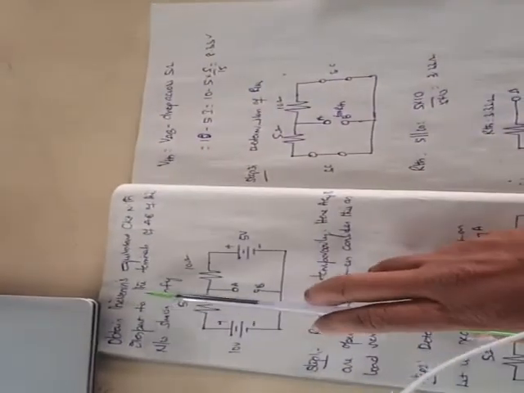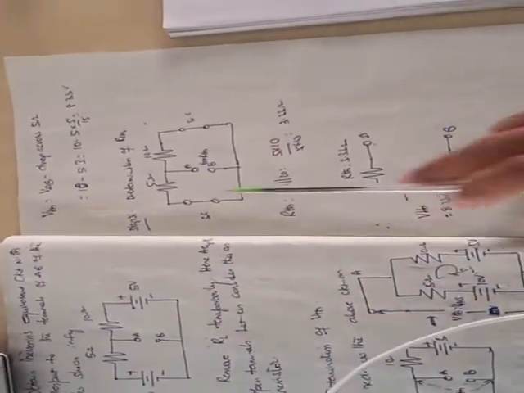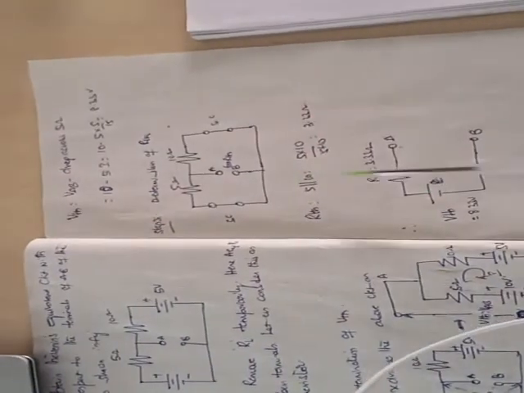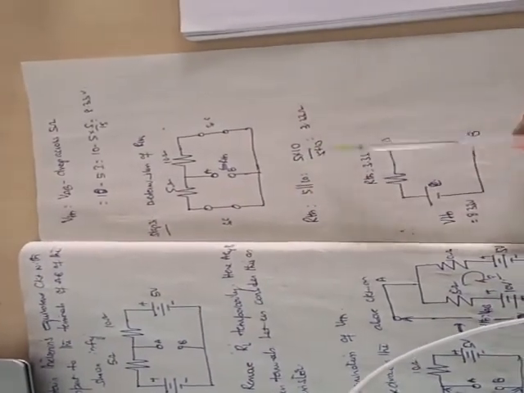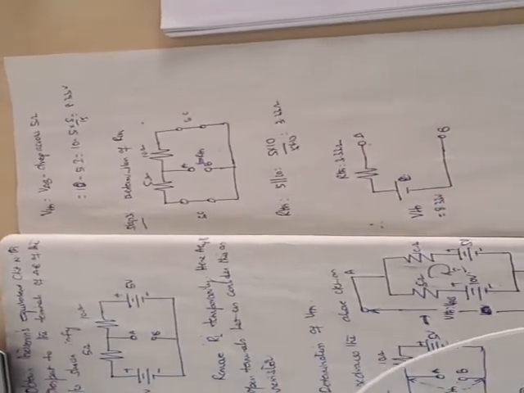Therefore, he asked us to find the Thevenin's equivalent circuit between A and B. So between A and B, Thevenin's voltage is 8.33 and the Thevenin's resistance is 3.33. This is how to represent the Thevenin equivalent circuit. Right? Thank you.